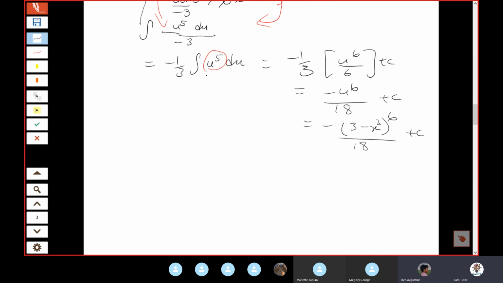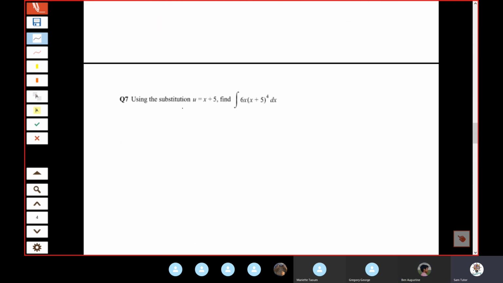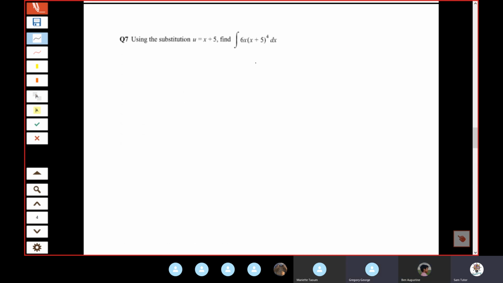So you're not allowed to have two different variables in the one integral sign. Keeping that in mind, let's see how we're going to do this. So u equals x plus 5. du becomes just 1 dx, so it just becomes dx.